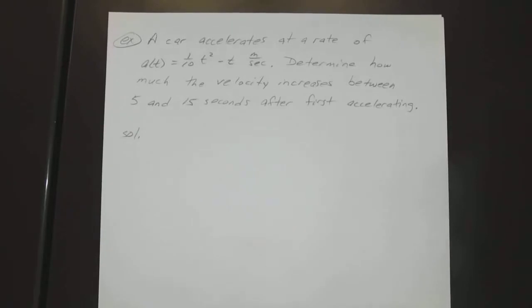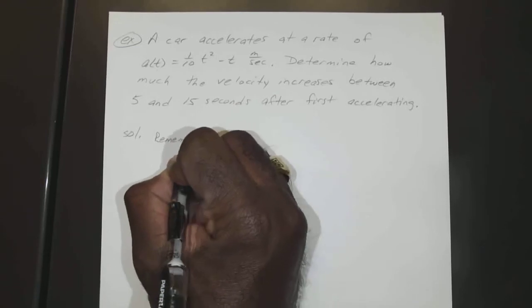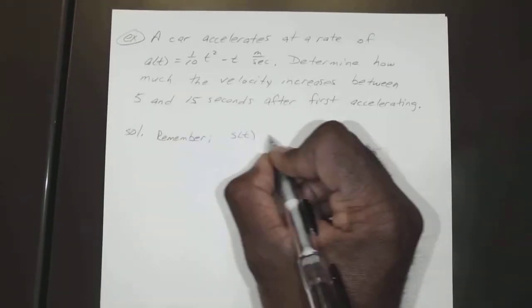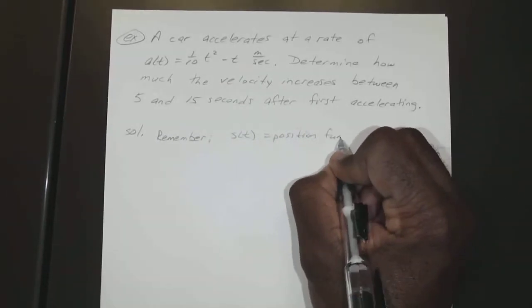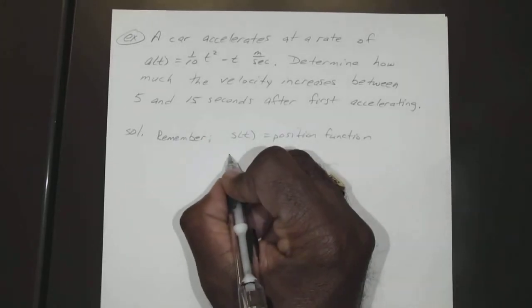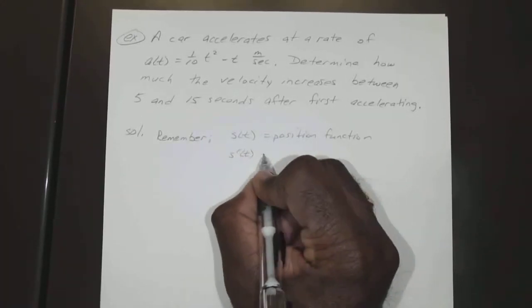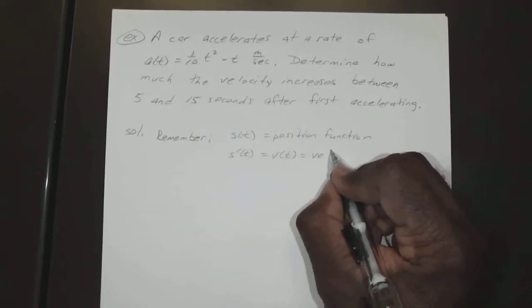All right, so this one's just a little bit different. Instead of giving us the velocity, they're giving us the acceleration. And they want us to find the change in velocity. Okay, so if we remember, your s of t is the position function. Our s prime of t, which is our v of t, that's our velocity.